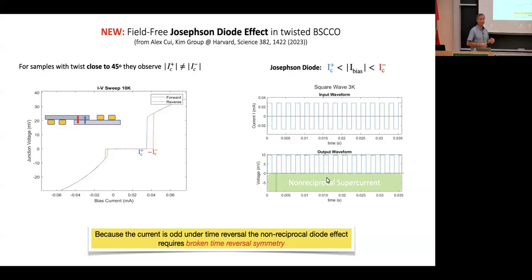So it really behaves like a diode. This is a very strong indication that in these junctions, time reversal symmetry is broken, and a paper with these results has recently been published.